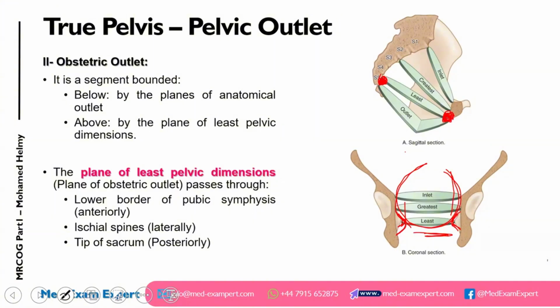So this is called the plane of the least pelvic dimension. This is the obstetric outlet, the segment between them. This is the anatomical outlet here. The segment between them is the obstetric outlet.